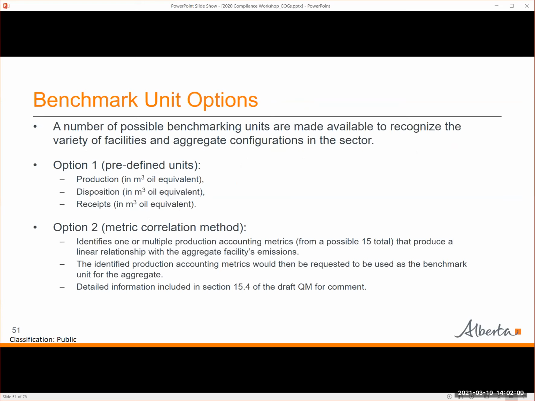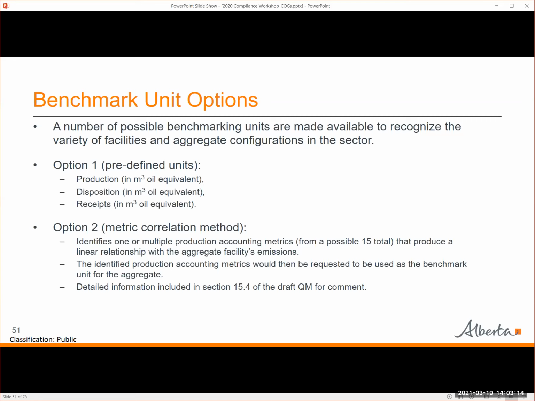Switching gears a little bit, the AQM also speaks to the selection of benchmark units and the options for benchmark units. So we did provide some flexibility here as we moved into TIER, understanding that there's a lot of variability in the nature of the operations of the conventional oil and gas facilities. And so we've kind of put together two broad options. So option one is to use predefined units here. So we have a selection of production as reported through Petronex, dispositions as reported through Petronex, or receipts. And in those cases, those are all in meters cubed oil equivalent. So those are our three defaults, which by the look of things seem like they're going to work in the broad swath of cases, probably kind of a 90-10 rule kind of situation.